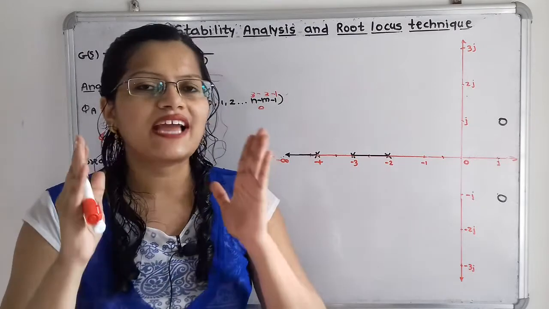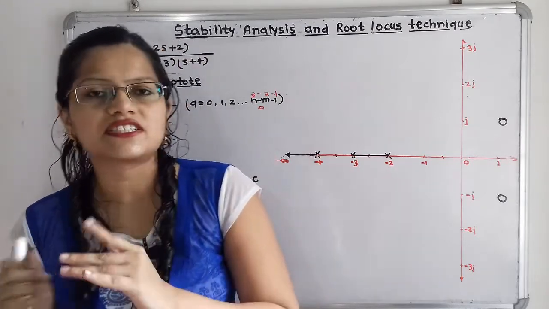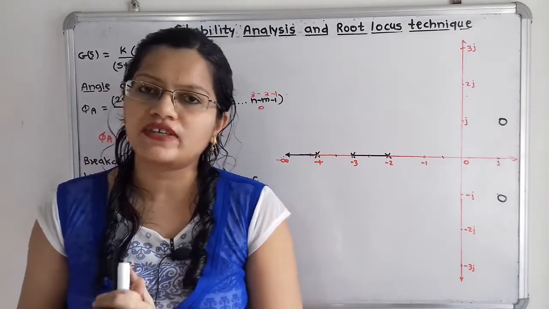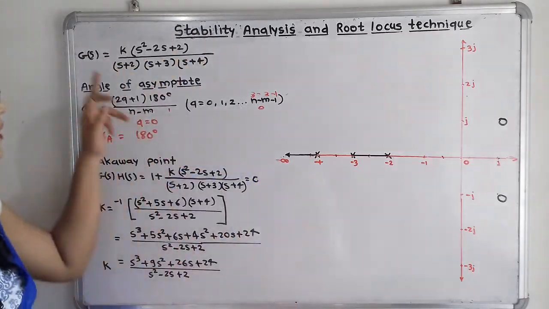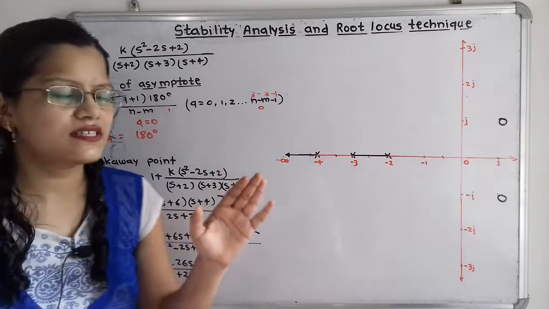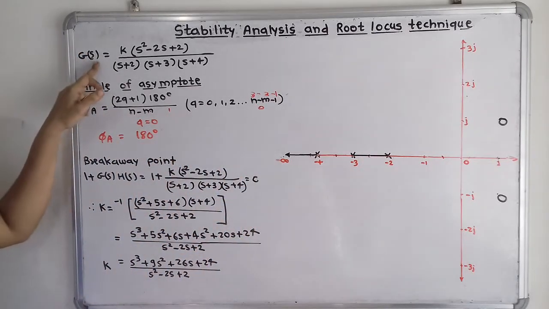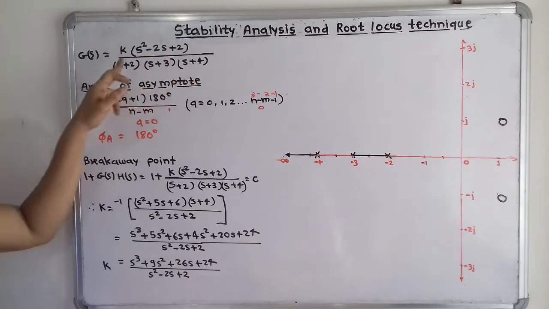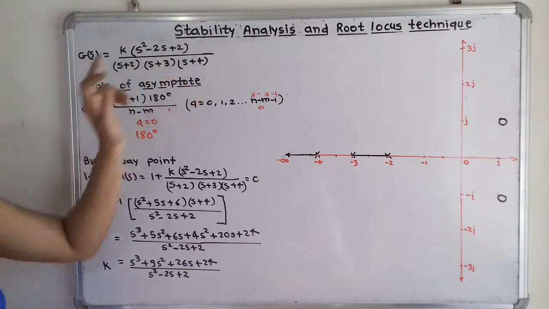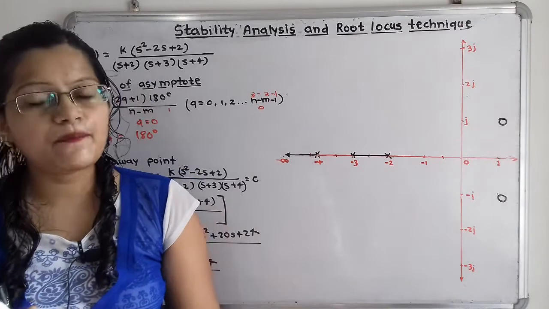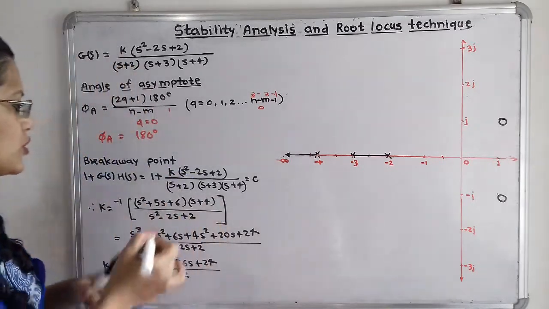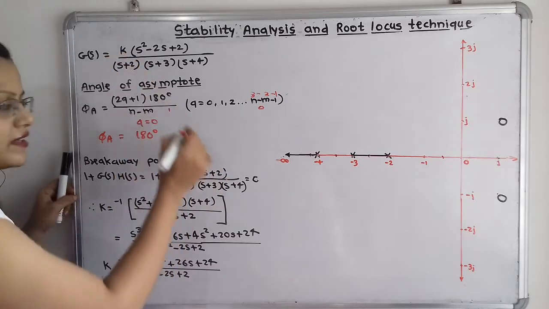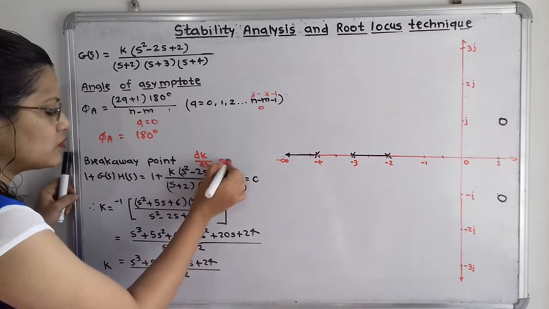What is the formula to find this breakaway point? For that we first take the characteristic equation, which is in the form of 1 plus G(s)H(s). Here H is 1, unity feedback system, and therefore we take 1 plus G(s), that is 1 plus K (s square minus 2s plus 2) divided by (s plus 2)(s plus 3)(s plus 4). Now we will get the breakaway point by the solution of dK/ds, that is, differentiating this K with respect to s, equal to 0.